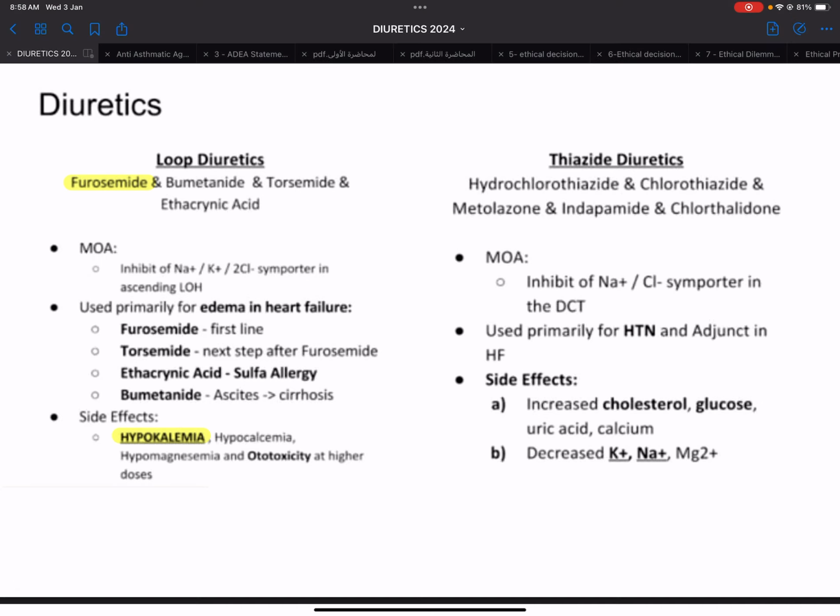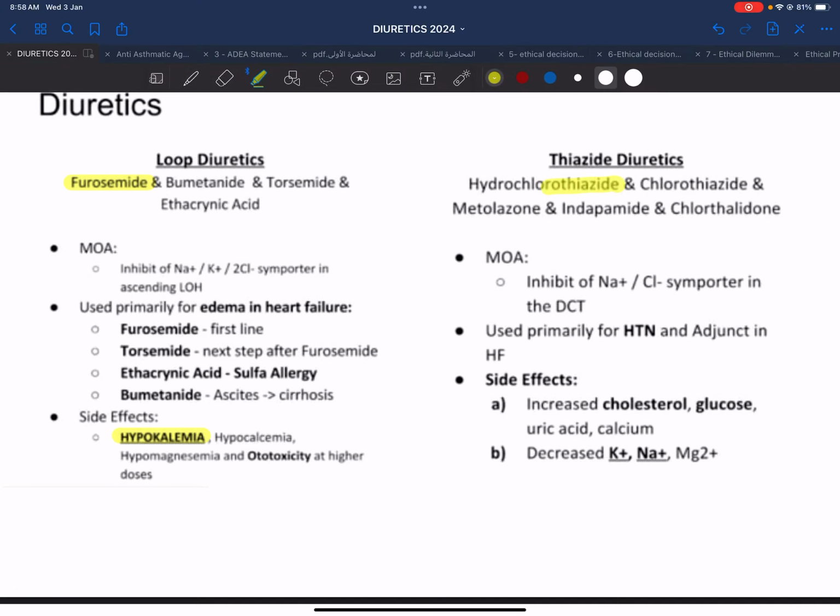Hydrochlorothiazide is the thiazide diuretic that we use in practice. Indapamide and chlorthalidone are thiazide-like diuretics. They are not thiazides, but they are thiazide-like diuretics. Why? Because they act on the same site, in the DCT, the distal convoluted tubule. Chemically they are different, but mechanistically the mechanism of action is the same.